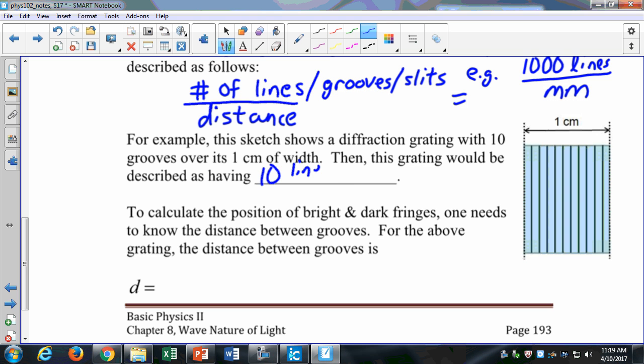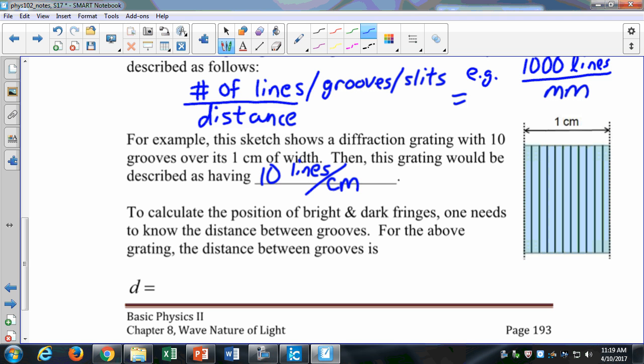Sometimes it's per centimeter, sometimes it's per millimeter. You just sort of, or this would be centimeters. You have to be aware of what you're dealing with. So this is 10 lines per centimeter. That's because I have 10 individual grooves etched into this plastic.